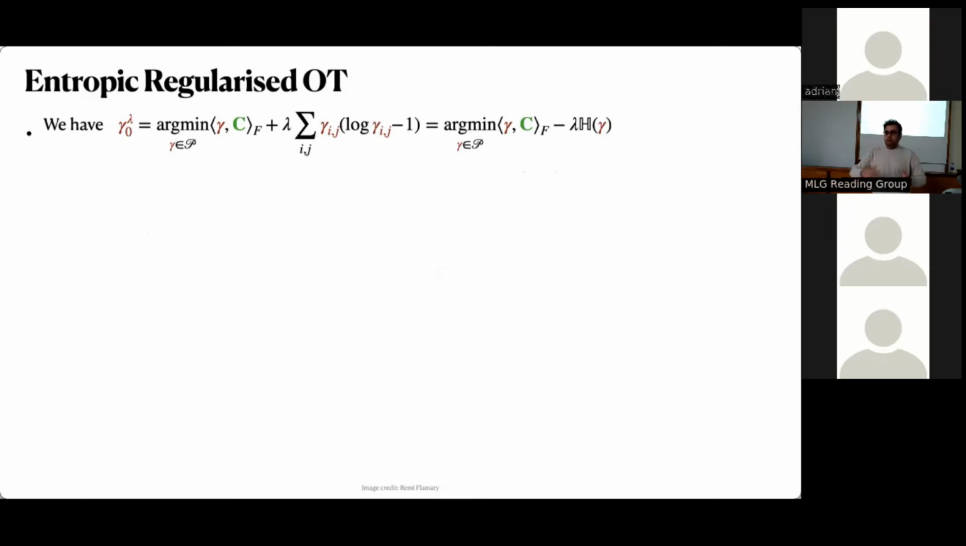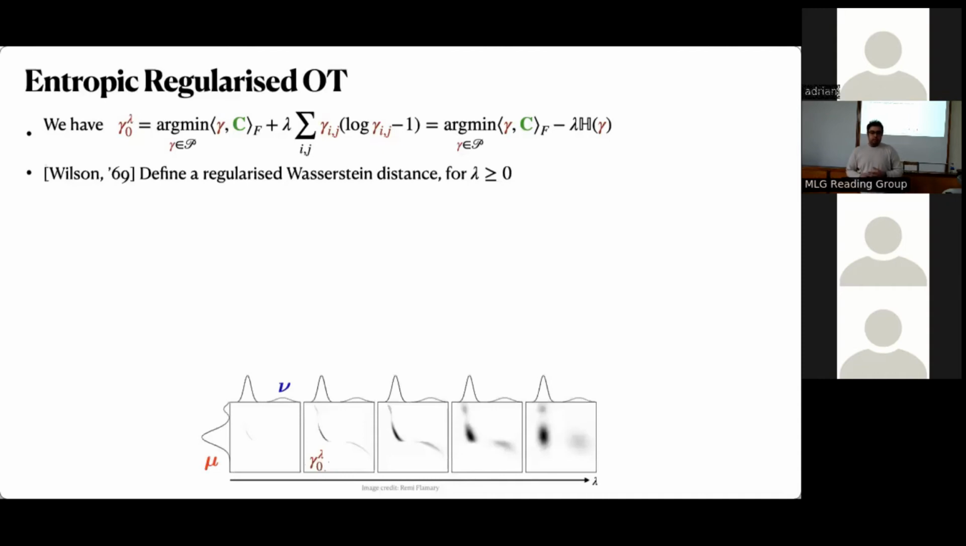They might roughly minimize the map, right? So you still need those constraints. And so, for example, you can define something called a regularized Wasserstein distance, which again is like the minimum of the optimal transport problem minus lambda times the entropy of the coupling.